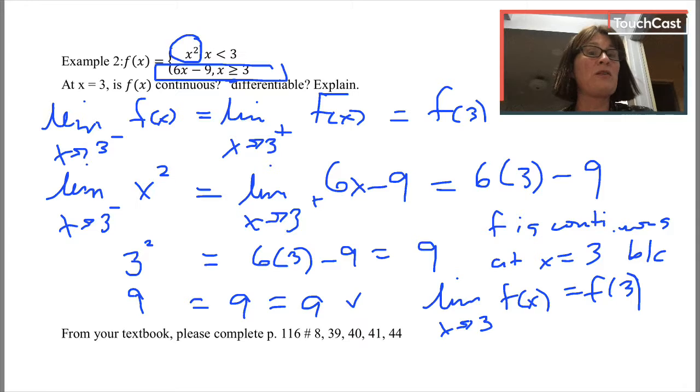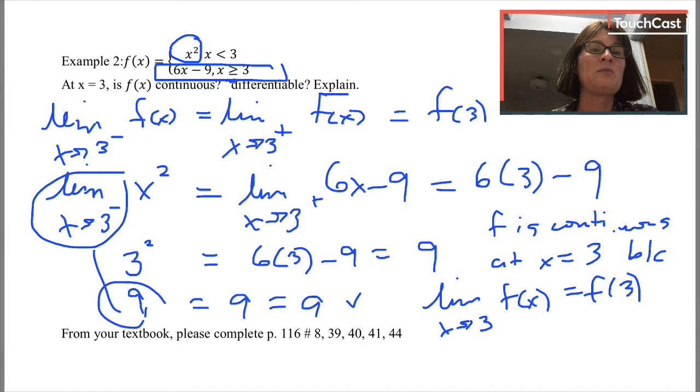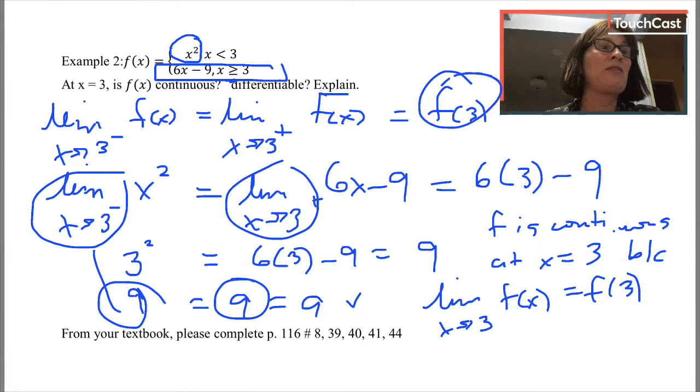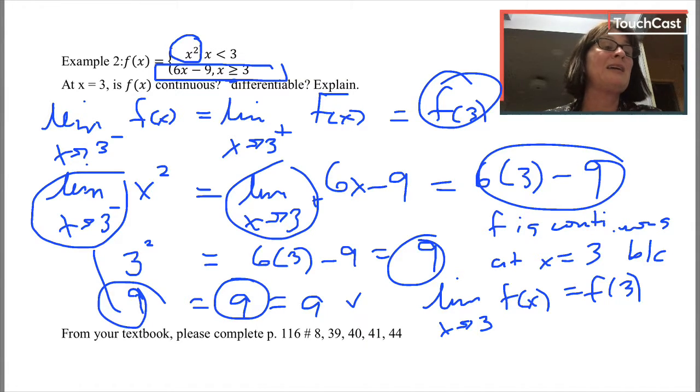And notice I found all of those quantities. I found the limit as x goes to 3 from the left to be 9. I found the limit as x goes to 3 from the right to be 9. And I found f of 3 to be 9. So you can't write this part if you haven't actually gone through the algebra and found both the limit as x approaches 3 from the left and right, and also the actual value of f of 3.